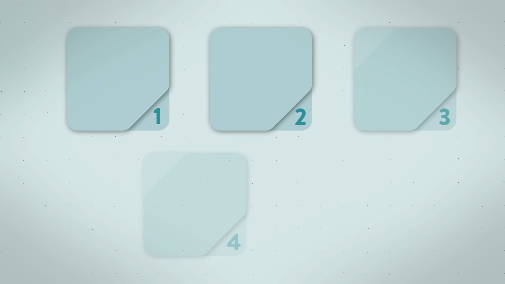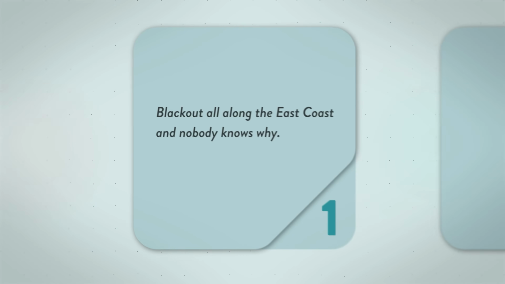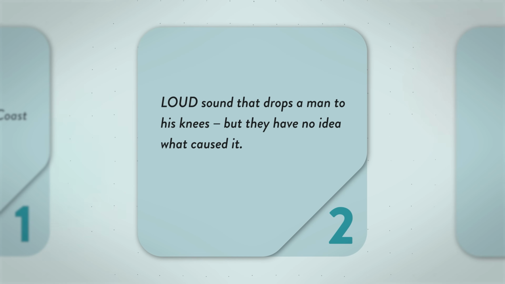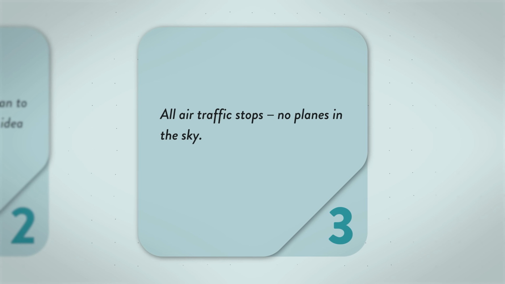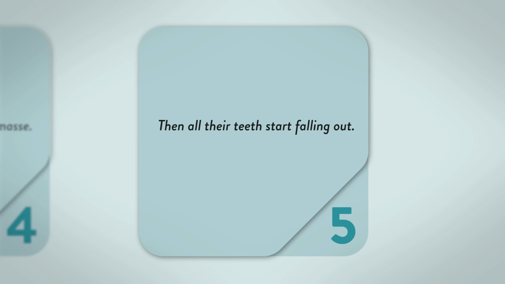So we have 5 big questions that he asks in this book that make the reader really curious. 1, there's a blackout all along the East Coast and nobody knows why. 2, there's this crazy loud sound that's powerful enough to drop someone to their knees. They don't know what caused it. 3, all air traffic stops. There's 0 planes in the sky. Then animals start migrating en masse. And then, and this is the real crazy one, all their teeth start falling out. What is happening? And so the reader keeps reading because they want to find out the answer to those questions.